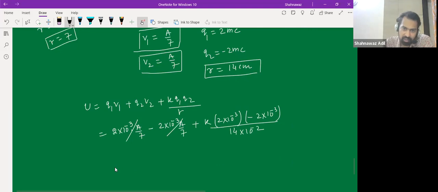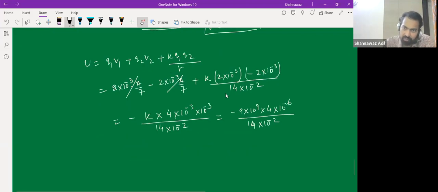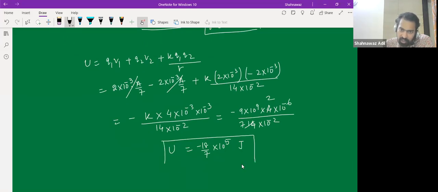So we will get minus of K into 4 into 10 to the power minus 3 into 10 to the power minus 3 divided by 14 into 10 to the power minus 2. So this is minus 9 into 10 to the power 9 and 4 into 10 to the power minus 6, and this is 14 into 10 to the power minus 2. So 9 plus 2, 11, minus 6, 5. Right, so this is 2, this is 7. So minus 18 by 7 into 10 to the power 5. And so this is the potential energy. Any doubt, guys?